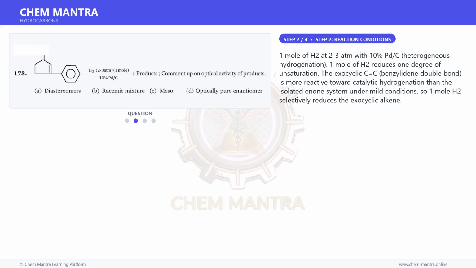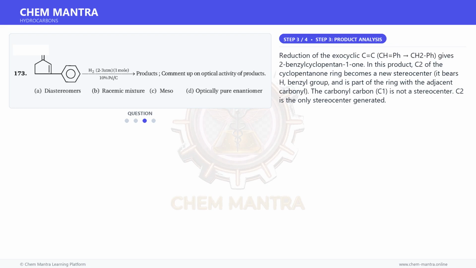Moving on to the next step. 1 mole of H2 at 2 to 3 atm with 10% Pd/C, heterogeneous hydrogenation. 1 mole of H2 reduces 1 degree of unsaturation. The exocyclic C=C, the benzylidene double bond, is more reactive toward catalytic hydrogenation than the isolated enone system under mild conditions, so 1 mole of H2 selectively reduces the exocyclic alkene.